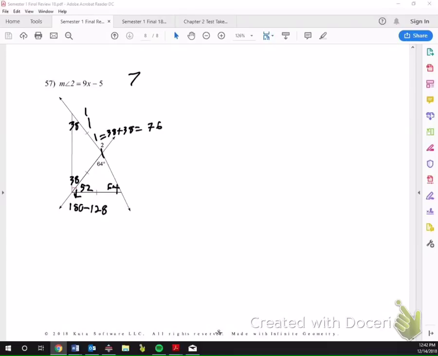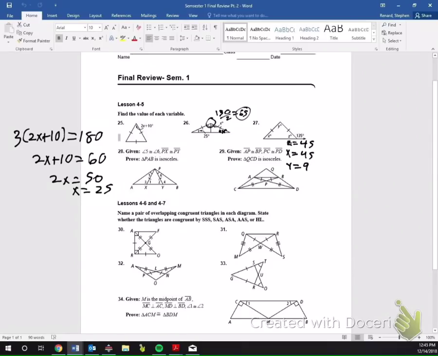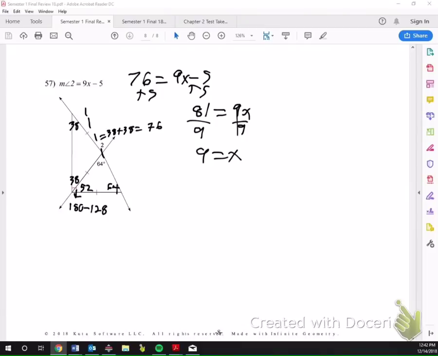Plug that back up in top. 76 equals 9x minus 5. Add 5 to both sides. 81 equals 9x. Divide by 9, and we get x equals 9. I'm sorry, I said 8 at first. So that's the end of this one.